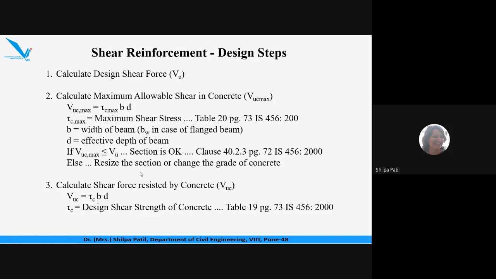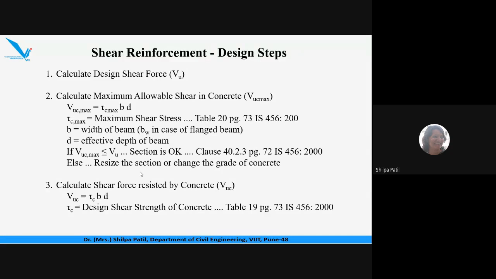That is, whatever dimension of the section we decided earlier in the first step of the design of the beam, we need to design again. Design again means we have to increase the dimension of the beam. Or if there are restrictions on the dimensions of the beam, in that case we can even change the grade of the concrete, because as we have seen in table 20, the tau c max depends on the grade of the concrete also. So we can go to higher values of the grade of the concrete in the design.